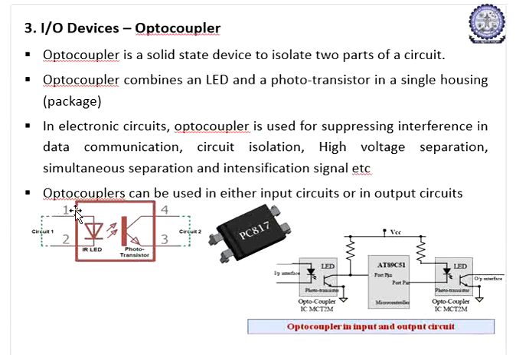Whenever current is flowing at circuit pin number 1, the LED starts glowing. During that time, if the phototransistor is not detecting the photo signal, any sensing is not done, so the output will not be there and circuit 2 will not be connected. Whenever infrared light is glowing, the LED light will be transmitted to the phototransistor. It starts sensing, then circuit 2 starts communicating or working. That's the basic working of the optocoupler.